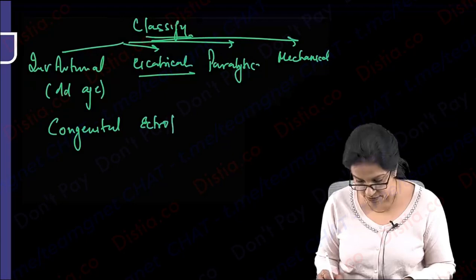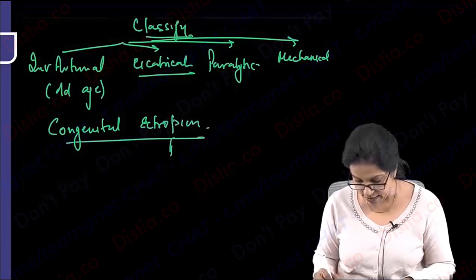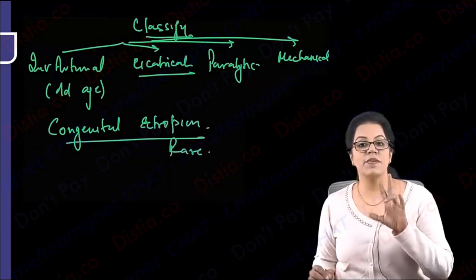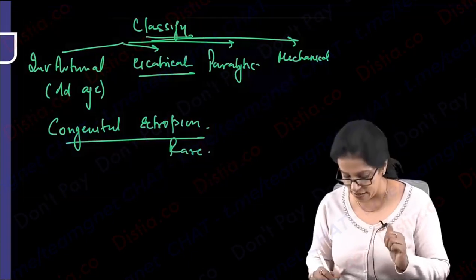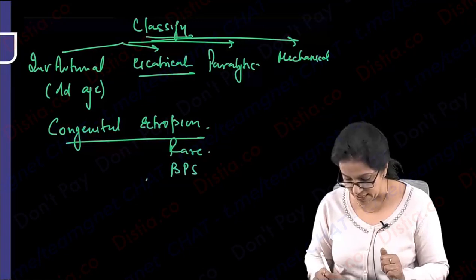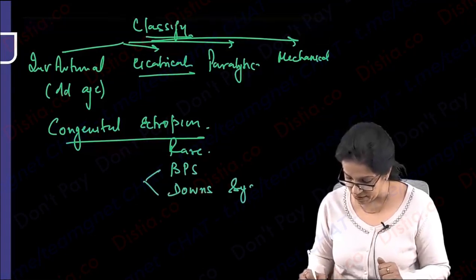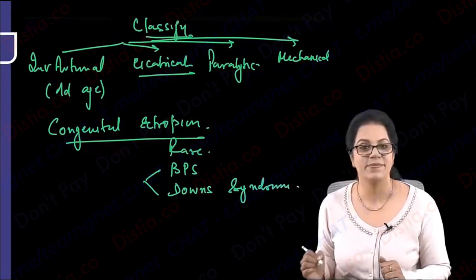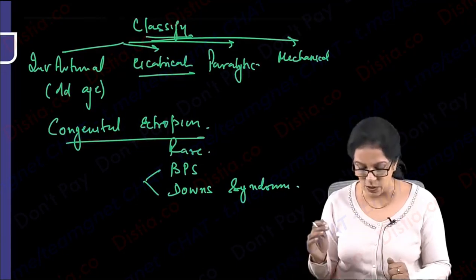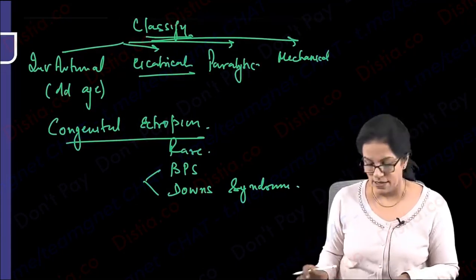Congenital ectropion is a rare entity. Two syndromes where we will learn it. One we have already done is blepharophimosis syndrome, and second you will remember is Down syndrome. Blepharophimosis and second is your Down syndrome. Okay? Then we talk about them one by one.